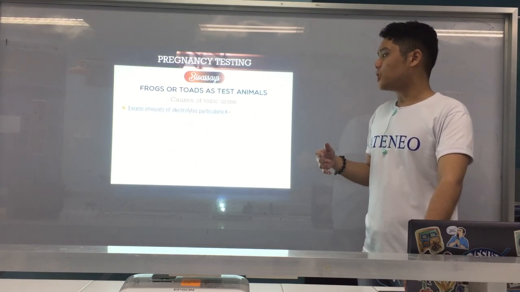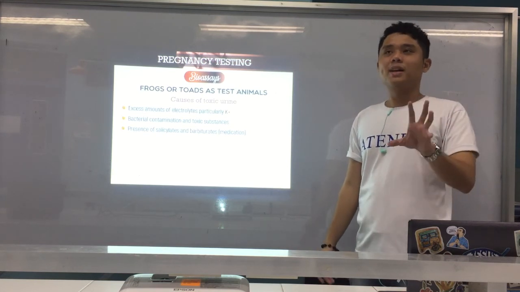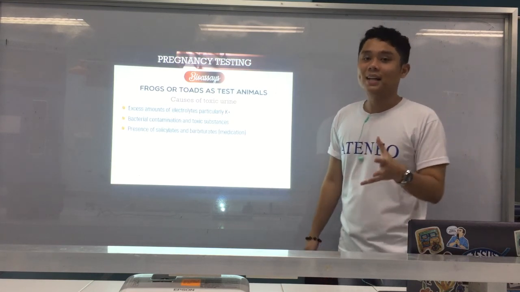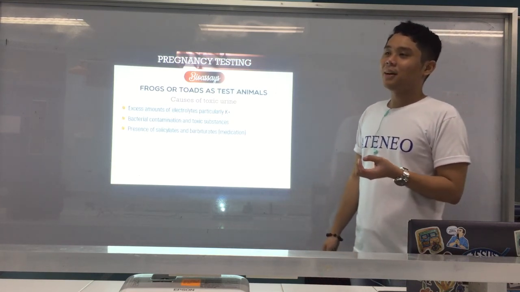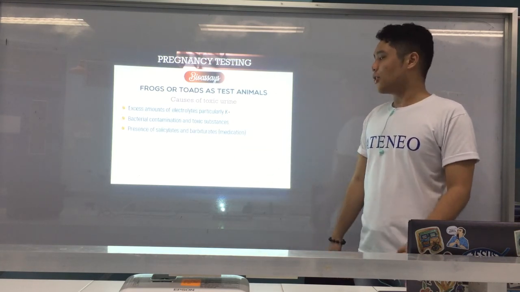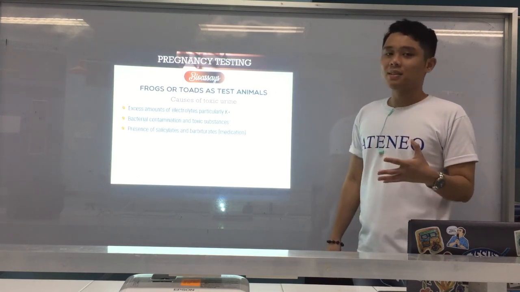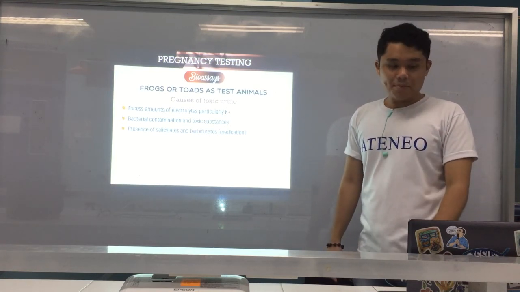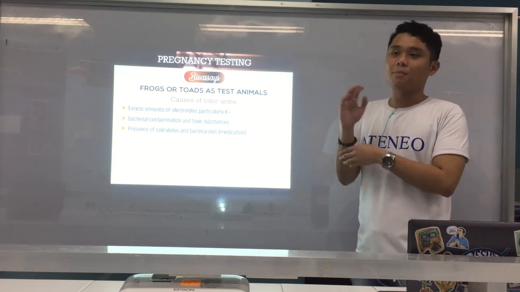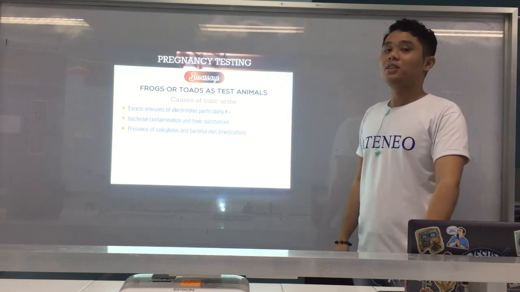Okay, so causes of toxic urine, for example, excess amounts of electrolytes, particularly potassium. Usually these are dialysis patients, right? They really need to detoxify their blood, so they undergo dialysis so they won't be intoxicated by their waste products. Okay, bacterial contamination and toxic substances, of course, because of byproducts of bacterial metabolism, and also toxic substances that the patient has ingested or been exposed to, and the presence of salicylates and barbiturates, which are some medications. Okay, all right. So those are some examples or causes of toxic urine. Okay.